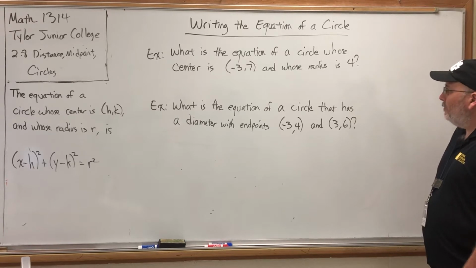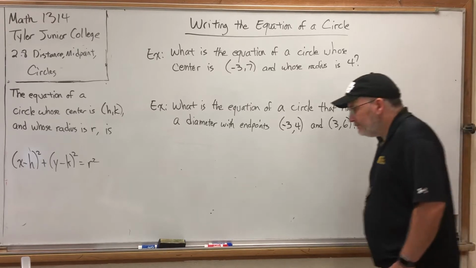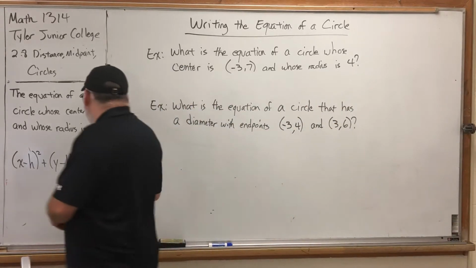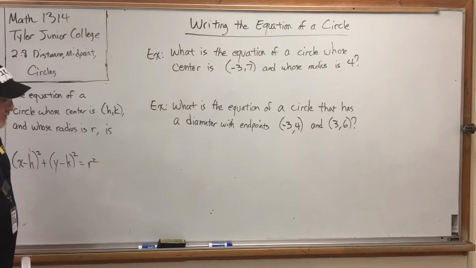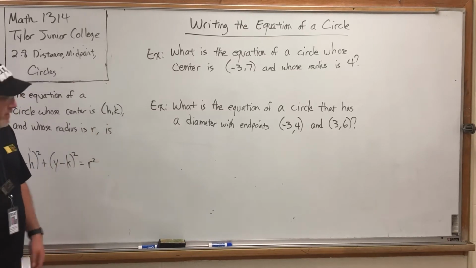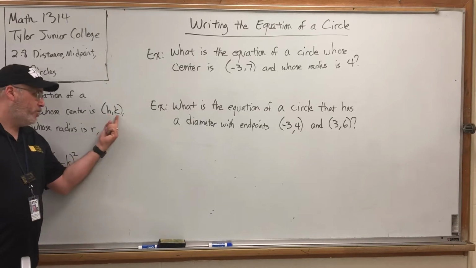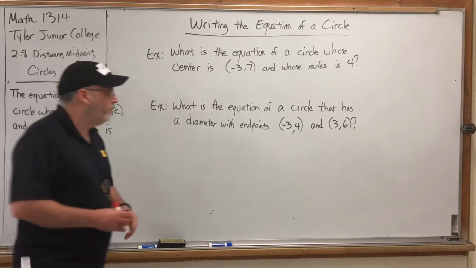In the first example, what is the equation of a circle whose center is -3 comma 7 and whose radius is 4? This one's pretty straightforward, because if you think of this equation as a recipe, it only requires 2 ingredients, or 3 depending upon your perspective: a center and a radius, or more specifically, the x-coordinate of the center, the y-coordinate of the center, and the radius. And if we can identify all 3 of those pieces, we just put them in the recipe and ding, circle.